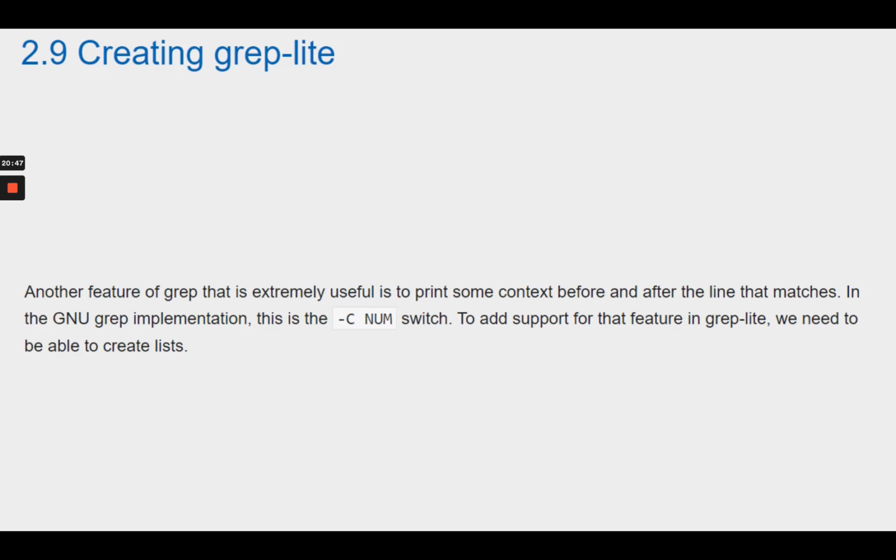Another feature of grep is that it is extremely useful to print some context before and after the line that matches. In the new grep implementation, this is the -C num switch. To add support for that feature in grep-lite, we need to be able to create lists.